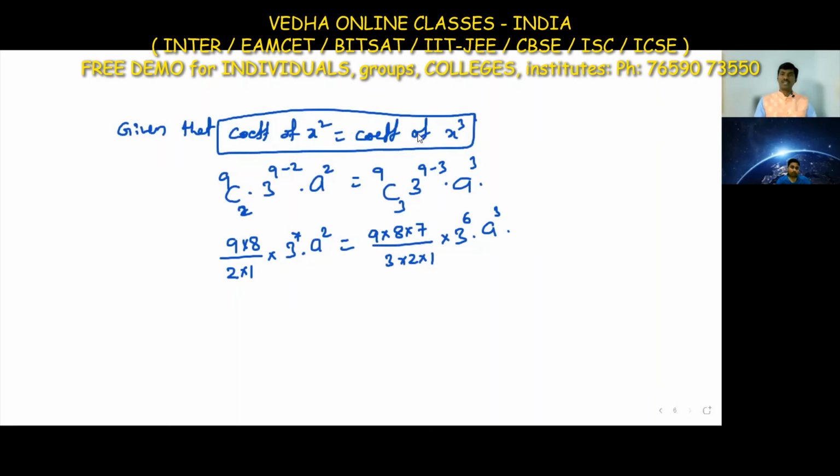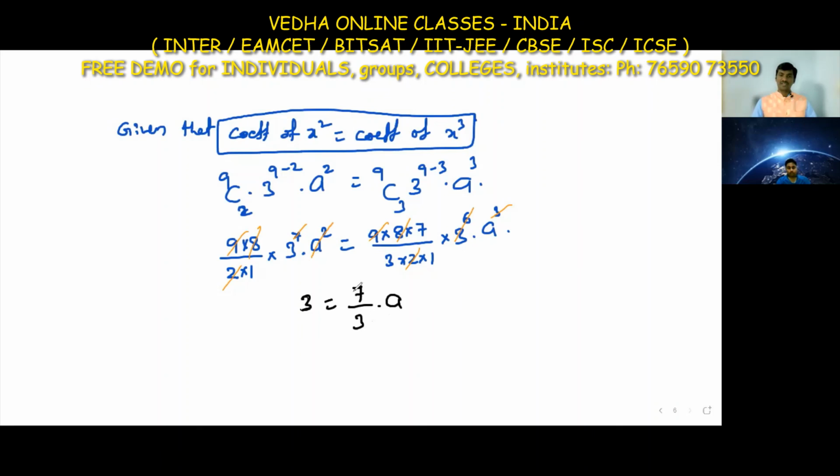Now on both sides we can cancel the similar terms. 9 and 9 we can cancel, 8 and 8 also cancel, 2 and 2 also cancel. Even you can cancel the 3 power 6 and 3 to the power 6. One more 3 is remaining here, and a square we can cancel with a cube, means one more a is remaining. On the left side we have one extra 3, and on the right side we have one more 7 and one more 3, 7 by 3 into one more a.